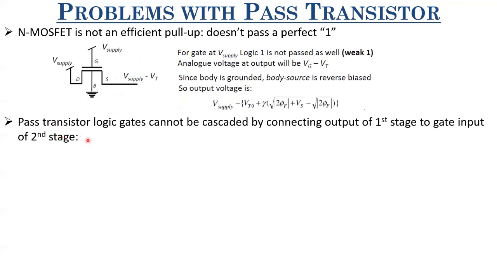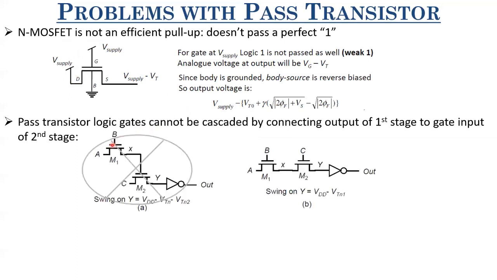So what I say here is that pass transistor logic gates cannot be cascaded by connecting the output of the first stage to the gate terminal of the second stage. It cannot be cascaded in that way. You can connect it to the drain, but you cannot connect it to the gate. Why so? Let us see that case. Suppose we are connecting the output of the first stage, the first transistor, to the gate of the second stage.